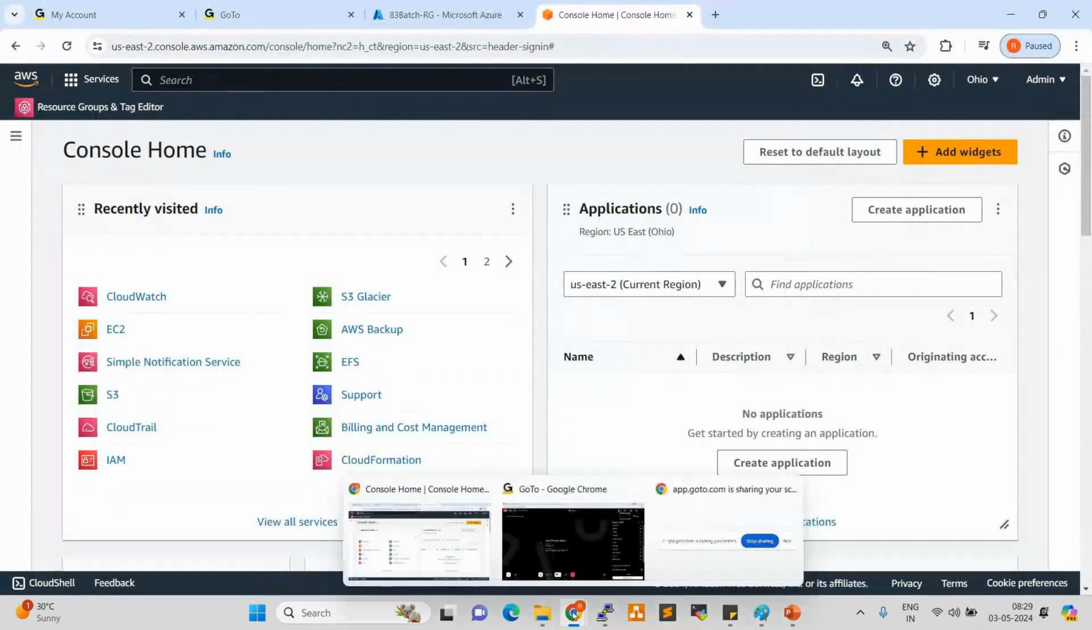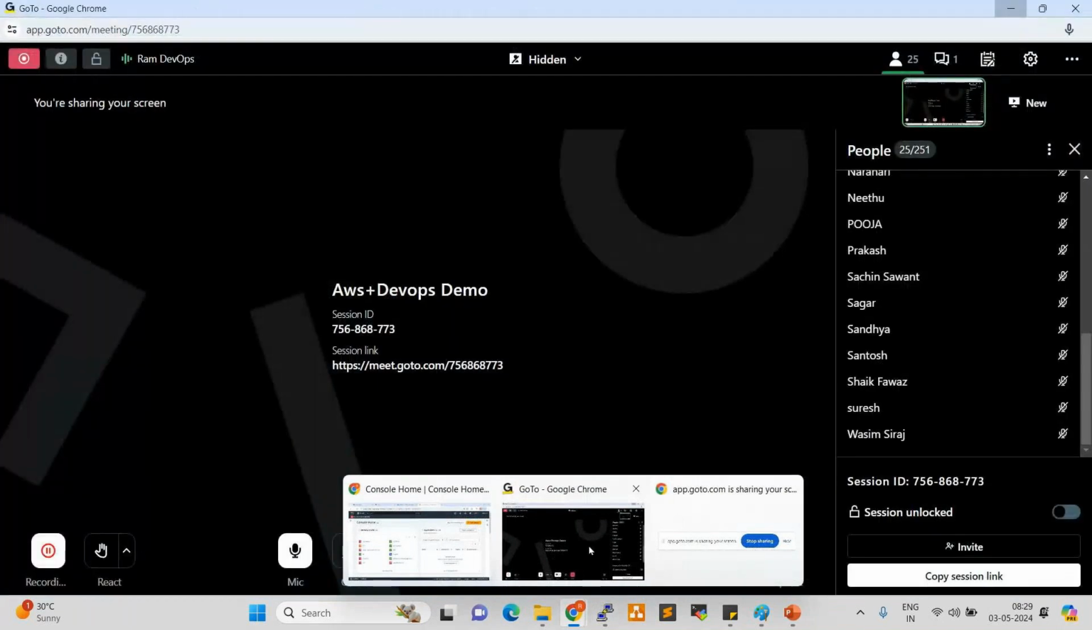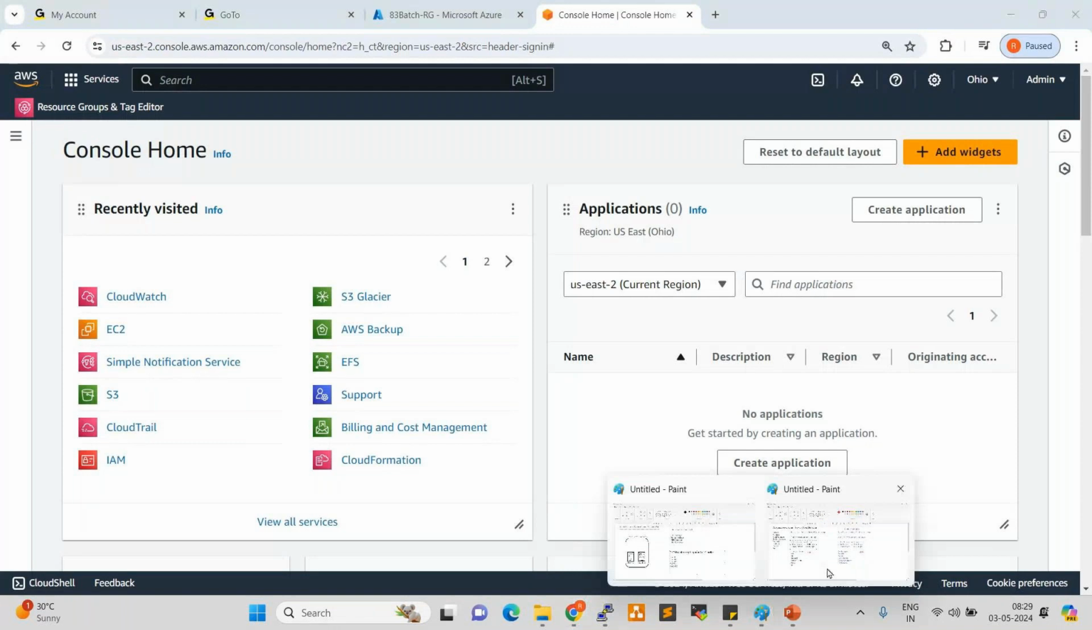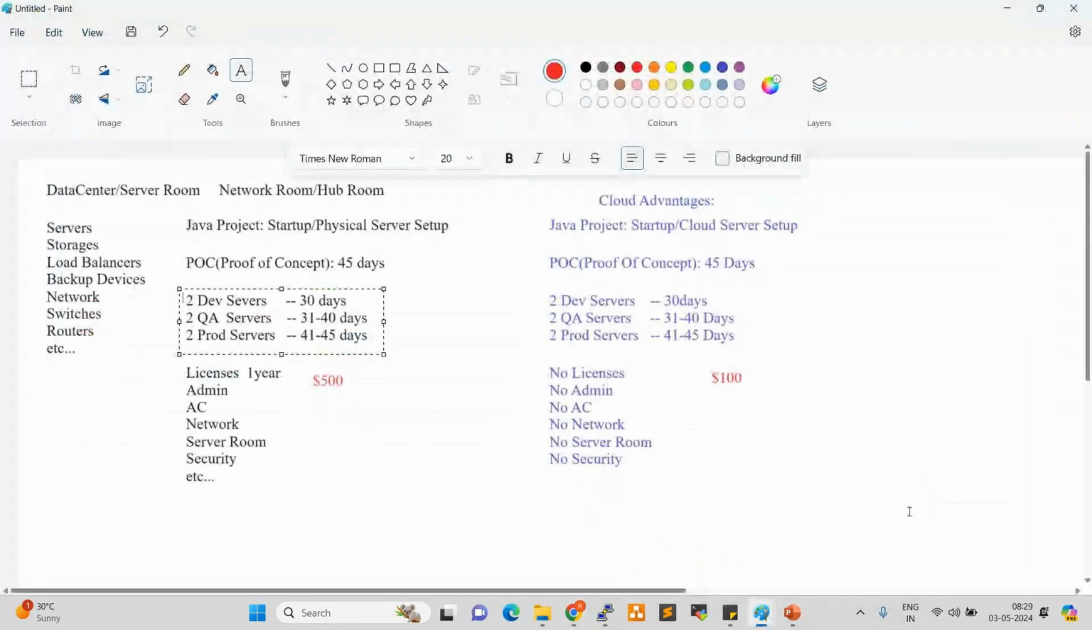So basically, it is time saving and cost saving, right? Yes. When we use cloud infrastructure, time will be saved and cost will also be saved. Any other advantages besides these? Yes, on demand. I'll show you other advantages also. Wait for a few minutes.